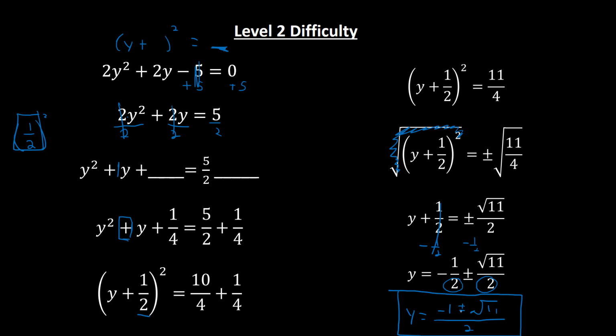Or if we wanted, we could break it into two different solutions because we have a plus or a minus square root of 11. But either way is fine. But it's better to combine into one fraction. So that is level 2 difficulty because of the fractions.